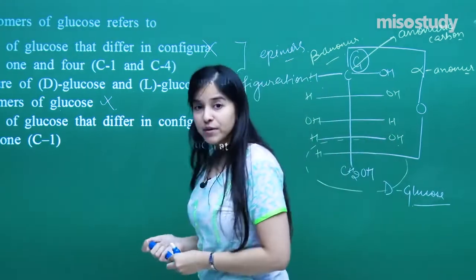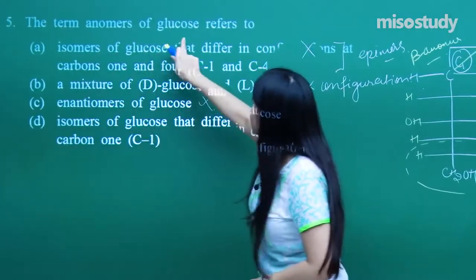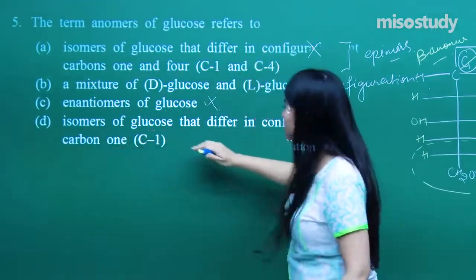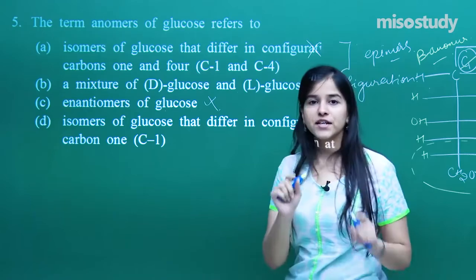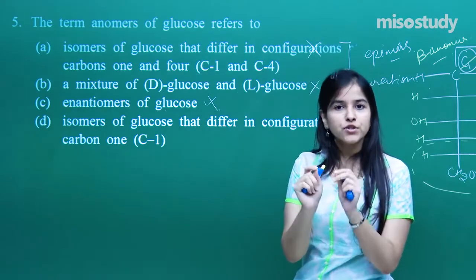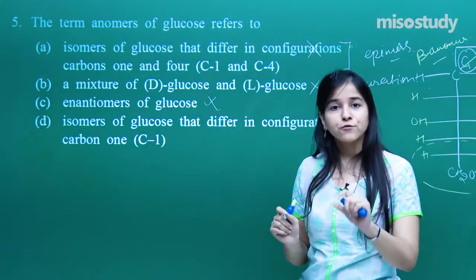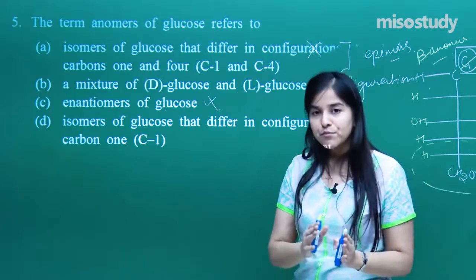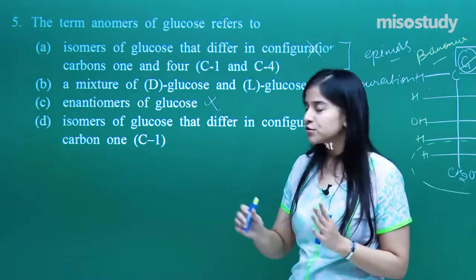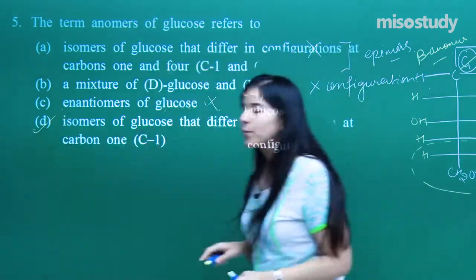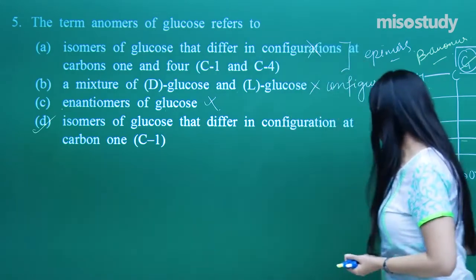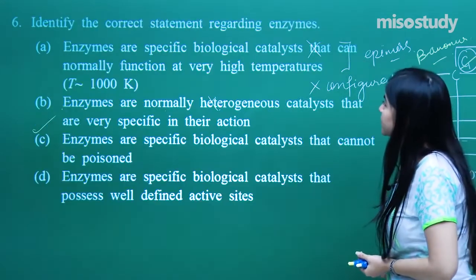I hope everybody is getting me. The term anomers of glucose refers to the isomers of glucose that differ in the configuration at carbon number 1. It will always be carbon number 1 for anomeric carbons. For epimers, it could be different. So that is the difference. I hope everybody has got the answer right. Let's just move on to the next question. What do we have?